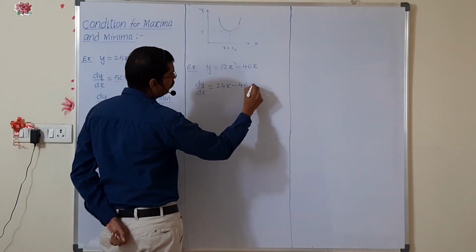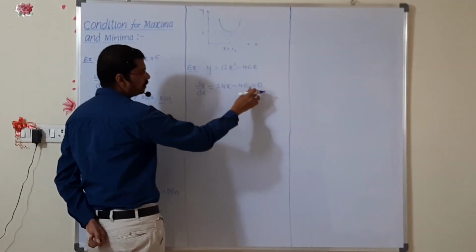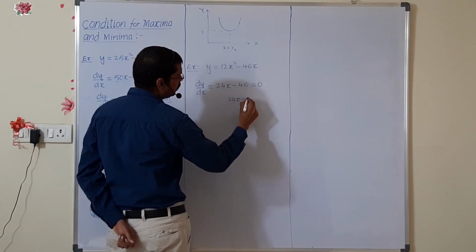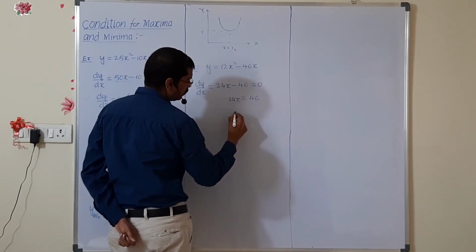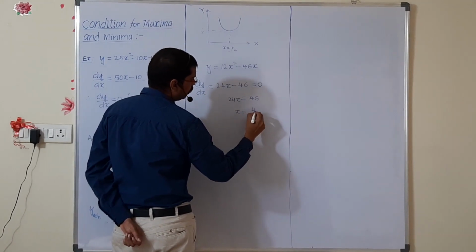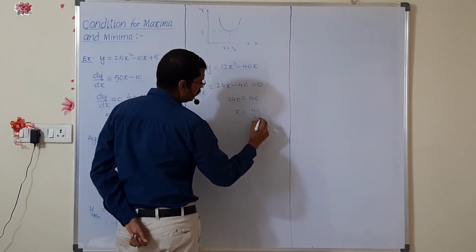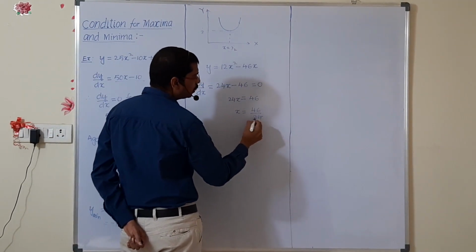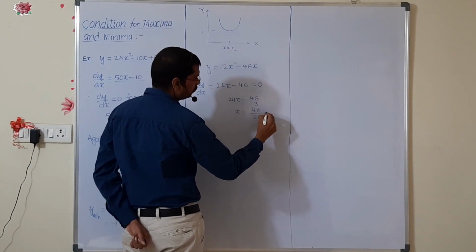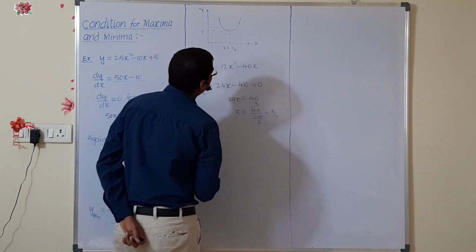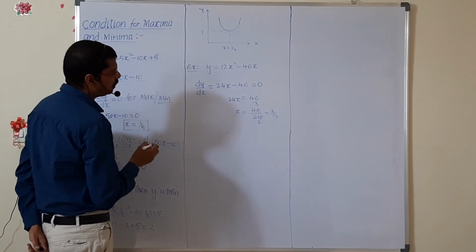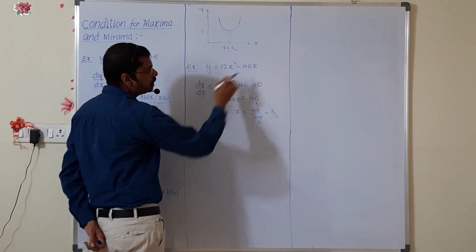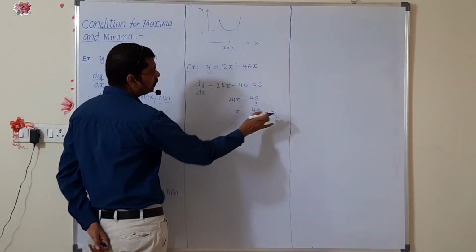In this condition, this value becomes 0. Whenever it becomes 0, 24x equals 46. Then x equals 46 upon 24. How can we simplify 46 upon 24? Dividing by 2, we are getting x value is 23 upon 12. If we take it as a decimal, it is somewhat complicated to simplify, so directly we are taking the fraction.